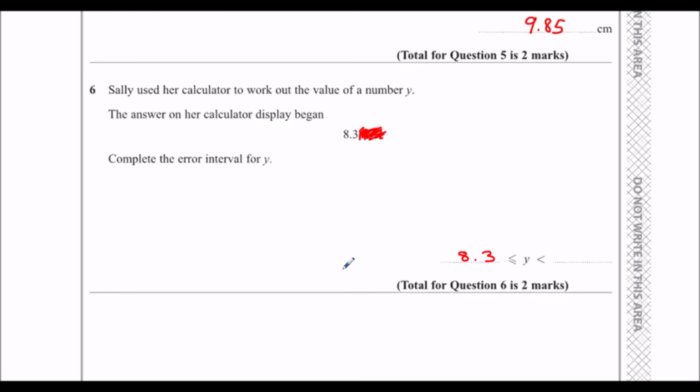So it can be 8.3999. It can be anything up to 8.4, but it doesn't include 8.4, which is why there's no line under this inequality. So her number was anything between 8.3 and 8.4. It can include 8.3, and it can't include 8.4.